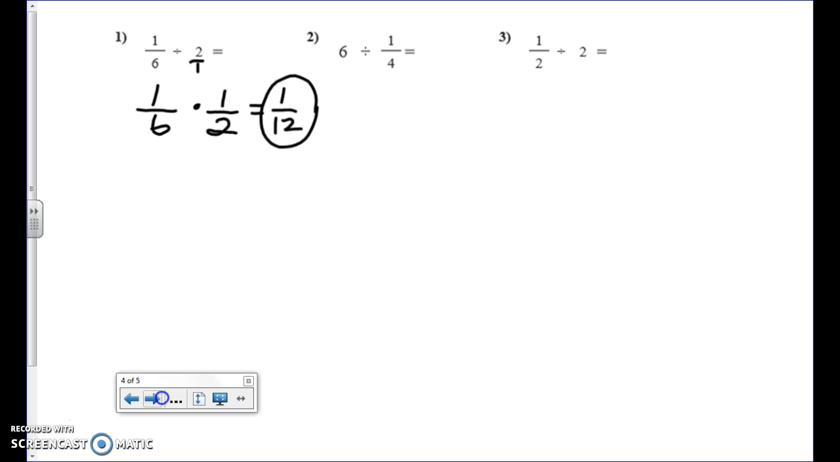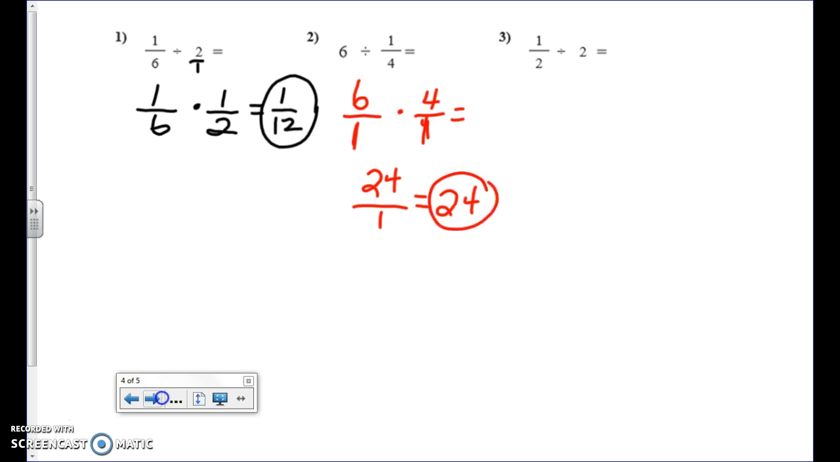Let's take a look at the next one here. It says 6 divided by 1/4, which is really the same as 6 over 1 times 4 over 1. Reduce, reduce, cross reduce, cross reduce. Nothing's going to reduce with these 1s down here. So I know that 6 times 4 is 24, and 1 times 1 is 1, or 24 is our best answer. We don't need to keep the 1 on the bottom there. It's like a placeholder.